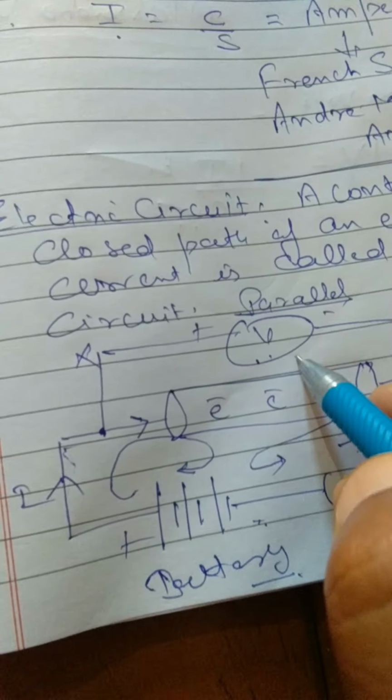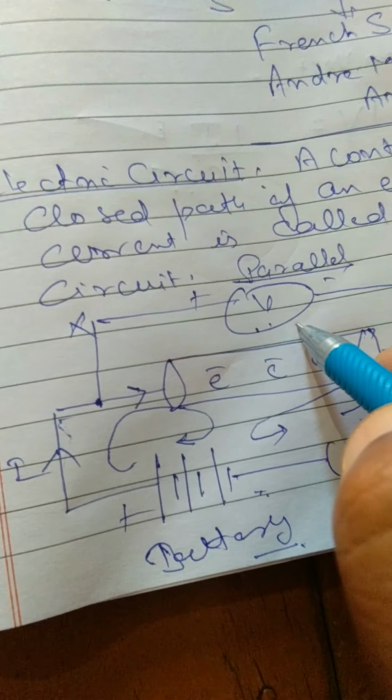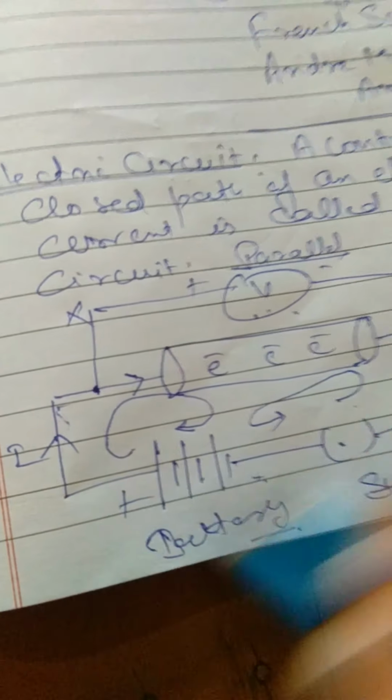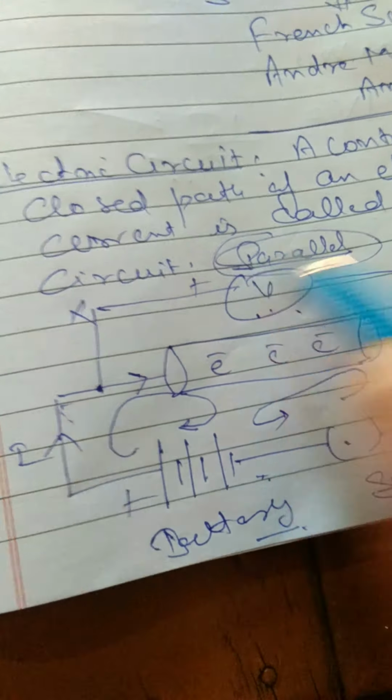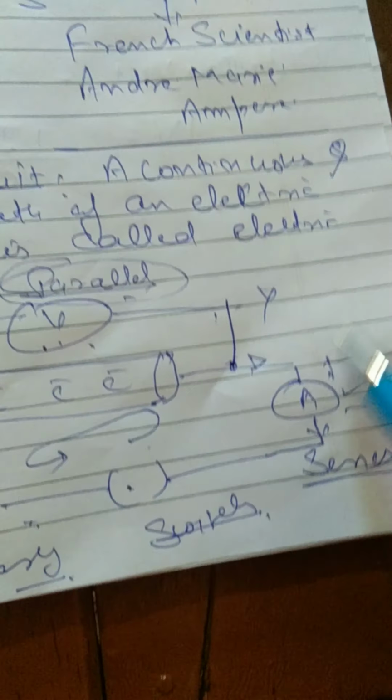I have already mentioned in the diagram that this instrument is a voltmeter, which is used to measure volt, the potential difference across the electric circuit, and it is always connected in parallel. And this instrument is the ammeter, which is always connected in series.